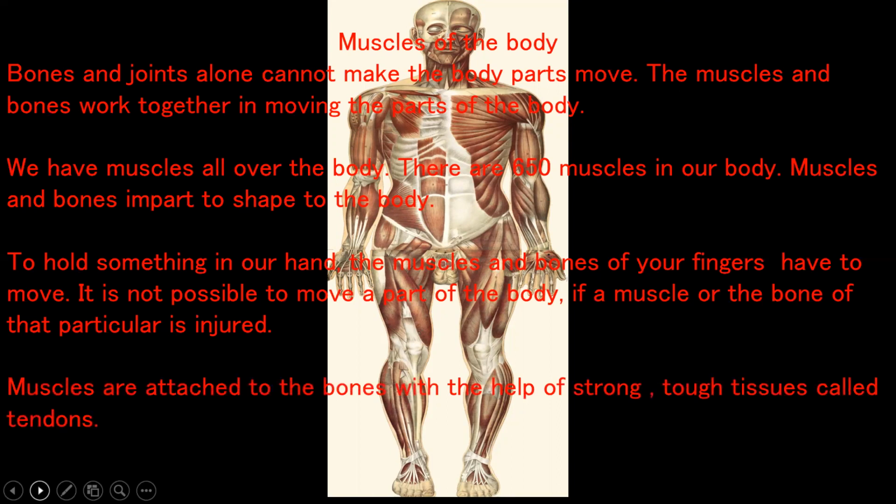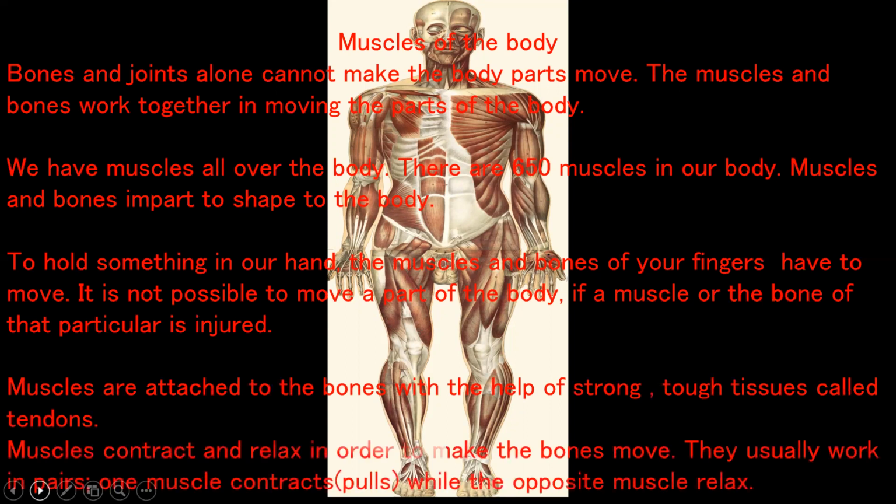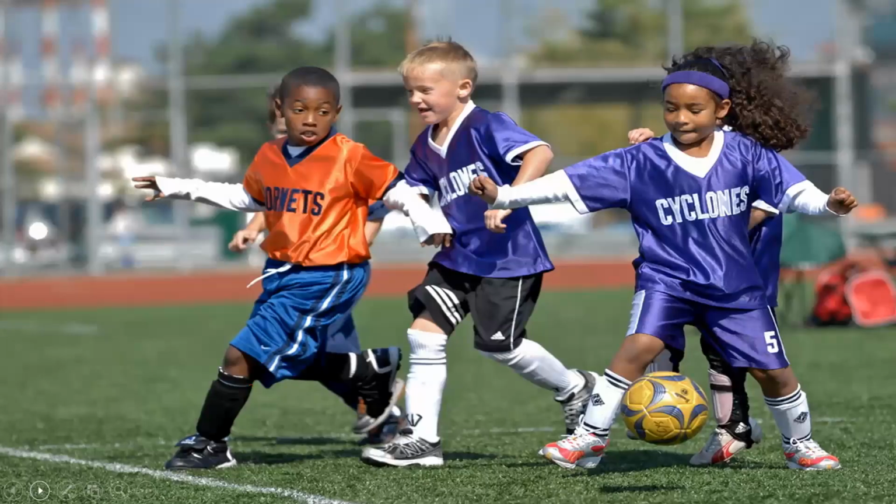Muscles are attached to the bones with the help of strong, tough tissues called tendons. Muscles contract and relax in order to make the bones move. They usually work in pairs. One muscle contracts, pulls, while the opposite muscle relaxes.